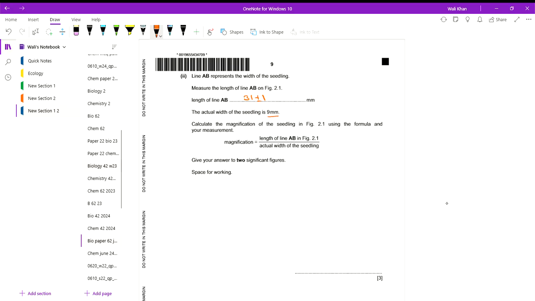Calculate the magnification of the seedling in figure 2.1 using the formula and your measurement. So magnification is 31 divided by 9, which is 3.4. So it is 3.4.